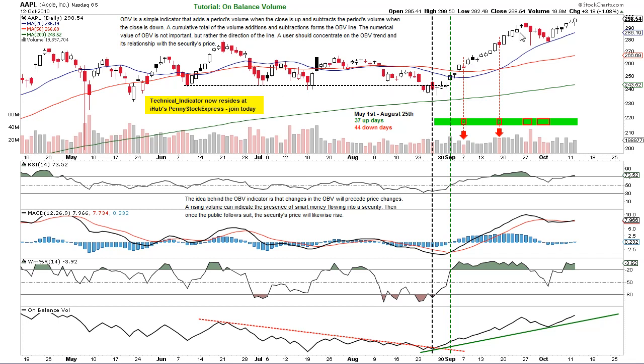So how can we possibly look at this chart and then predict on other charts when the OBV could signal a trend reversal? Well, again, the idea behind the OBV is that it will precede price changes, and that's going to help us. All you see is this line down here, but how you're going to use it. The rising volume can indicate the presence of smart money flowing into the security, and then once the public follows suit, the security's price will likewise rise. So we all know the people who get in before the move benefit most. So how do you predict that?